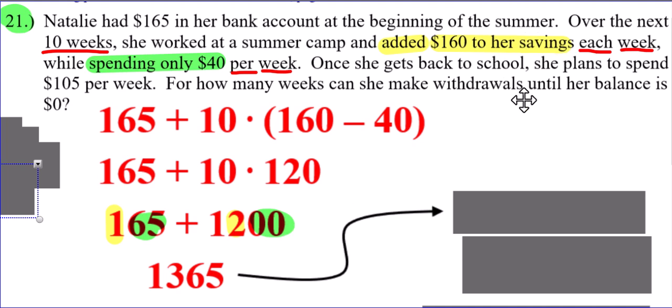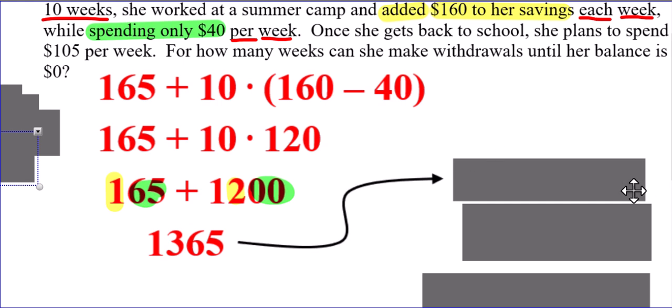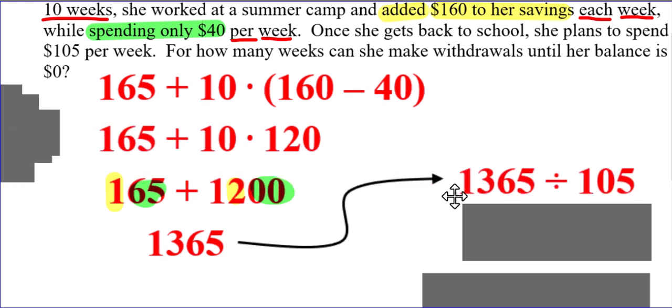But I'm not done. She's going to be spending $105 per week. Apparently that's going to be her withdrawing the money, because that's what it mentioned in the next sentence. How many weeks can she make these withdrawals for her spending money? So, I know you might think withdrawals or spending is subtraction, but it's how many weeks can she continue to do this of taking away $105. So, if it's repeated weeks, then this is going to be a division problem.